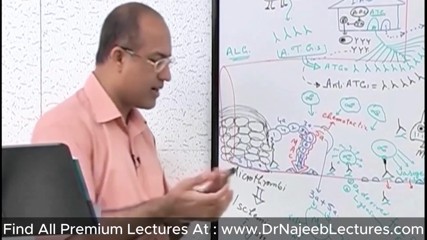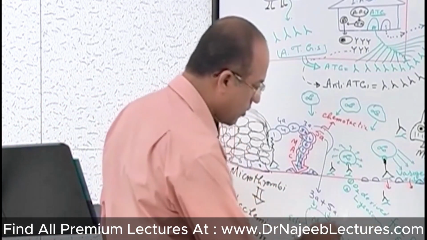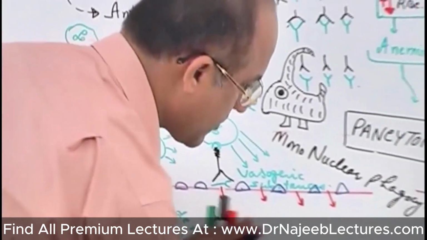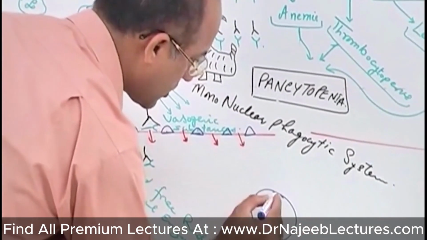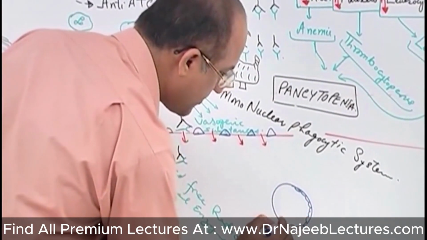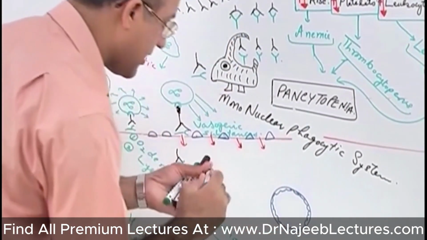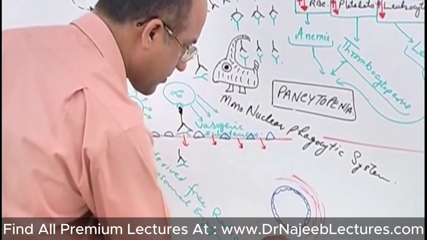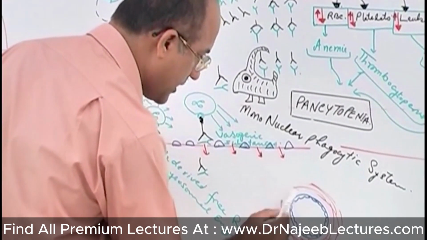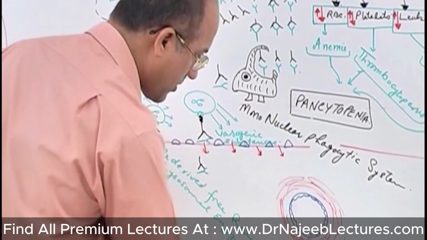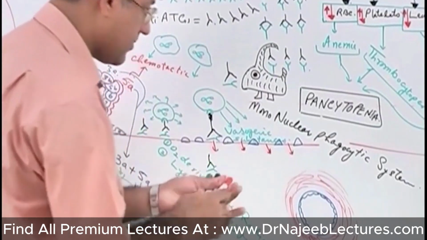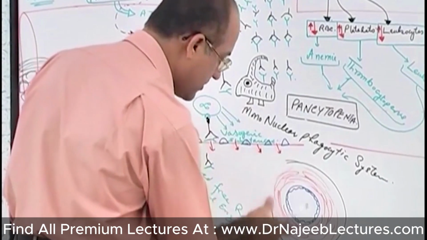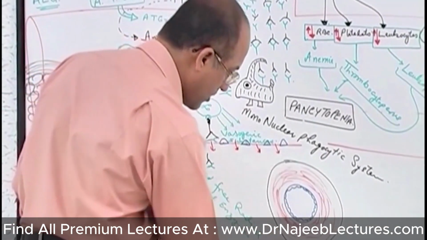And in this media, if you really look, if this was a vessel wall, let's suppose if I make this, this is the endothelial lining of a vessel wall. This is the endothelial lining. Here is the media, smooth muscle, and here is the adventitia.